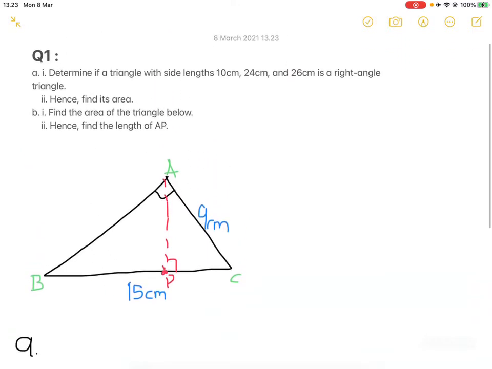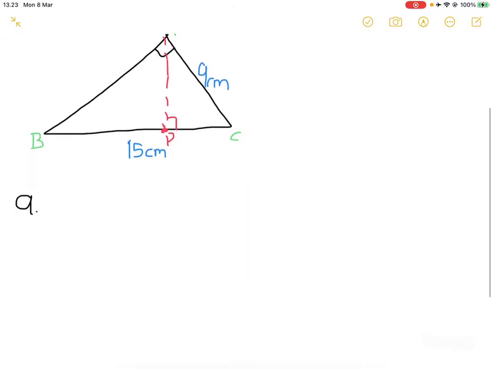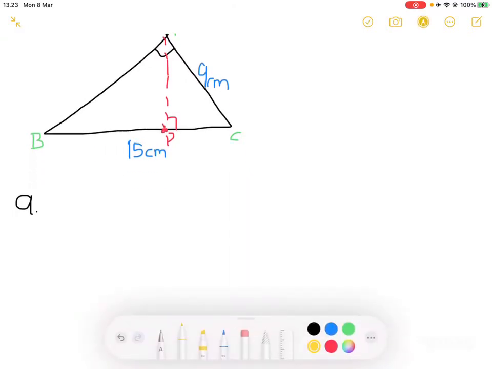For a triangle with side lengths 10 centimeters, 24 centimeters, and 26 centimeters, if you want to find out whether it is a right angle triangle, you can use the converse of the Pythagorean theorem. If you're given a triangle with side lengths A, B, and C, where C is the hypotenuse, that satisfies A squared plus B squared equals C squared, which is the well-known Pythagorean theorem, then this triangle with side lengths A, B, and C is a right angle triangle. So just use that.